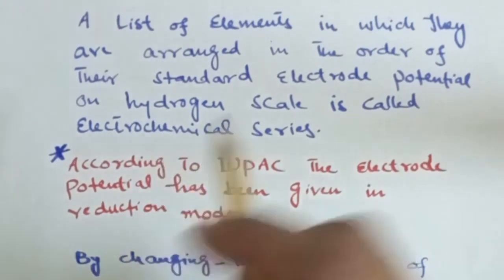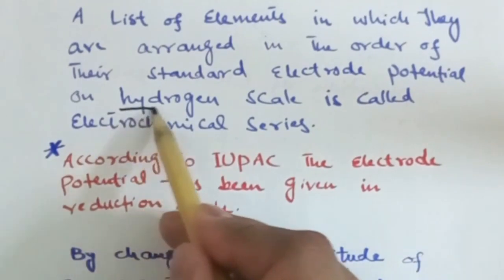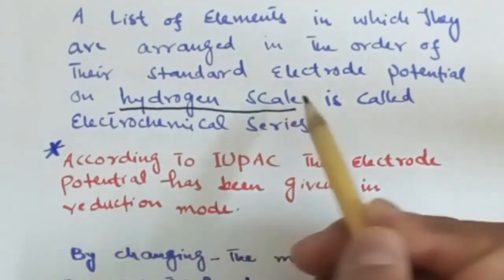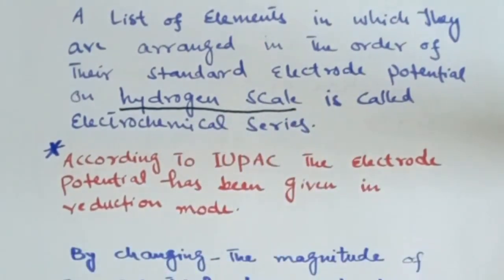Now, on the basis of the hydrogen scale, what does it mean? Because we cannot measure the electrode potential of a cell individually, we have to compare it with some standard. For this purpose, the standard electrode is hydrogen, also called the standard hydrogen electrode, which we will denote by capital SHE.